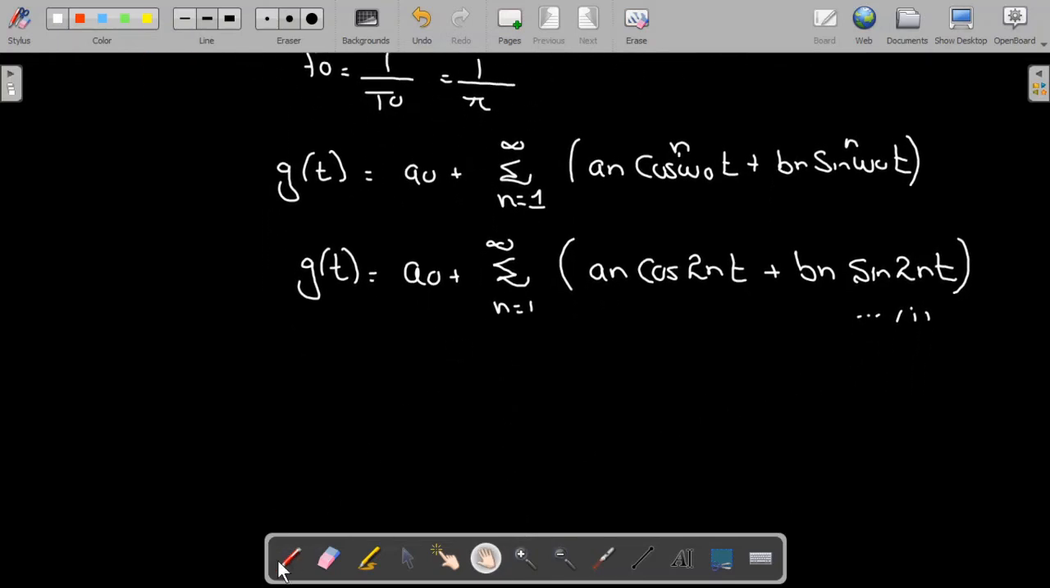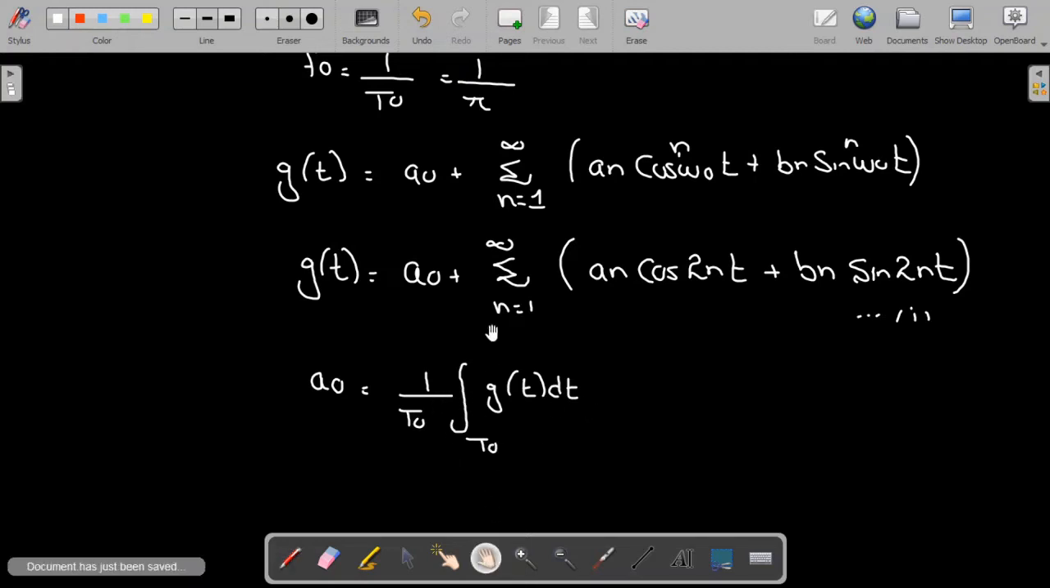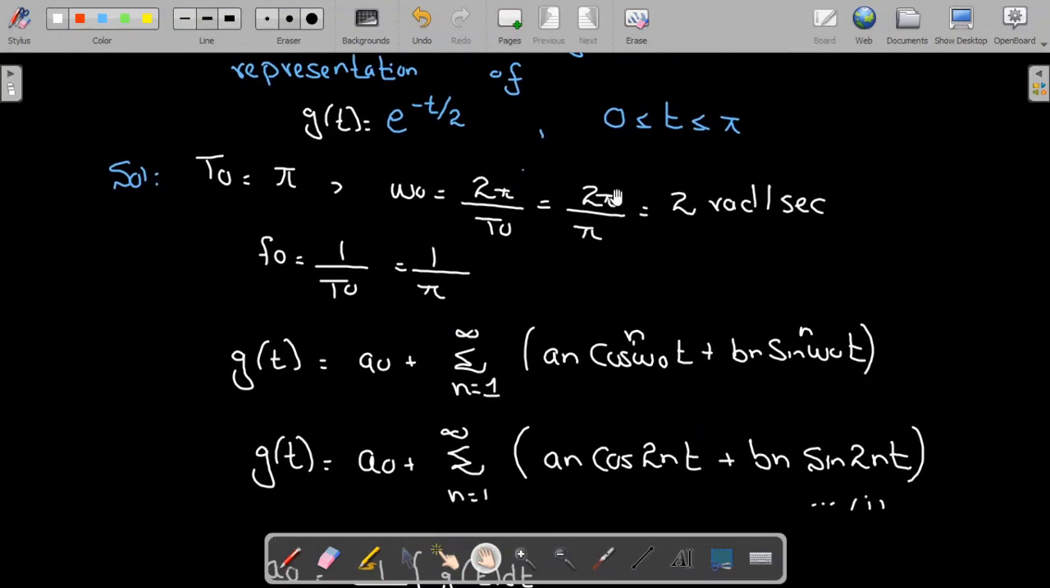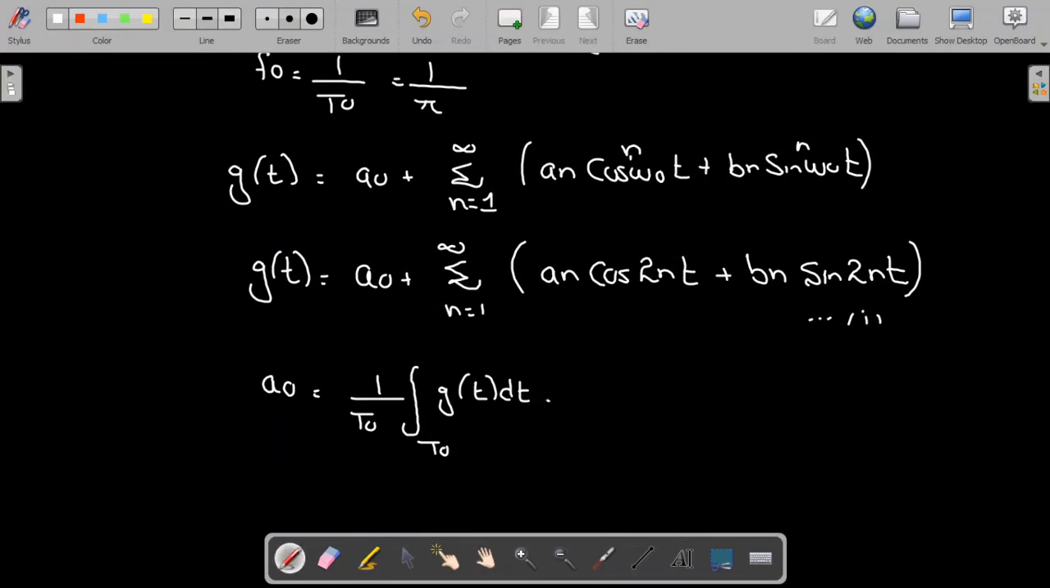First of all, let me find the DC value, or the average value, which is a naught. To find the average value, we need to take the integration of the signal over the time period and then divide by the time period. In this case the time period is equal to pi, as I have found over here, because we are going to find it from 0 to pi. So a naught is going to be equal to 1 by pi integration of g of t dt over the period of pi, that is 0 to pi.